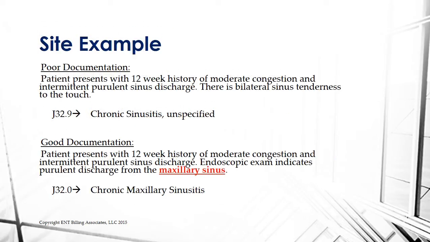So again, 2 examples. Here the examples deal with a patient with sinusitis. In the first example, the note only states that the patient presents with a 12-week history of moderate congestion and intermittent purulent sinus discharge, and that there is bilateral sinus tenderness to the touch. Notice there is no mention of site. Therefore, we'd be left selecting an unspecified code in ICD-10.